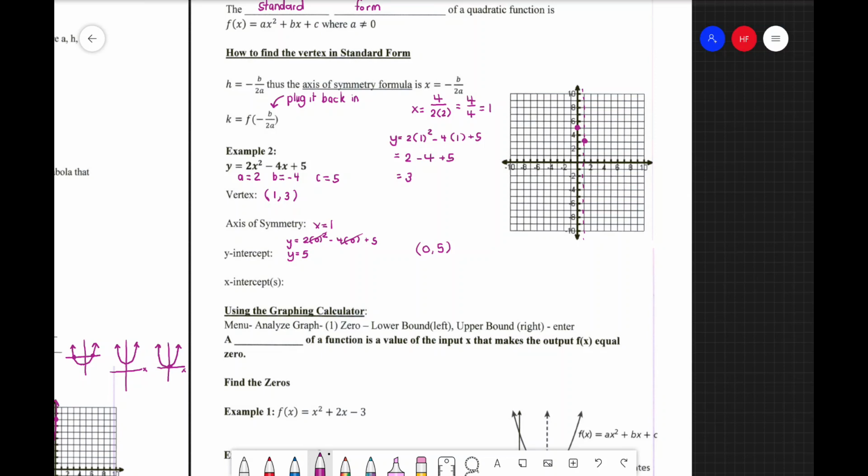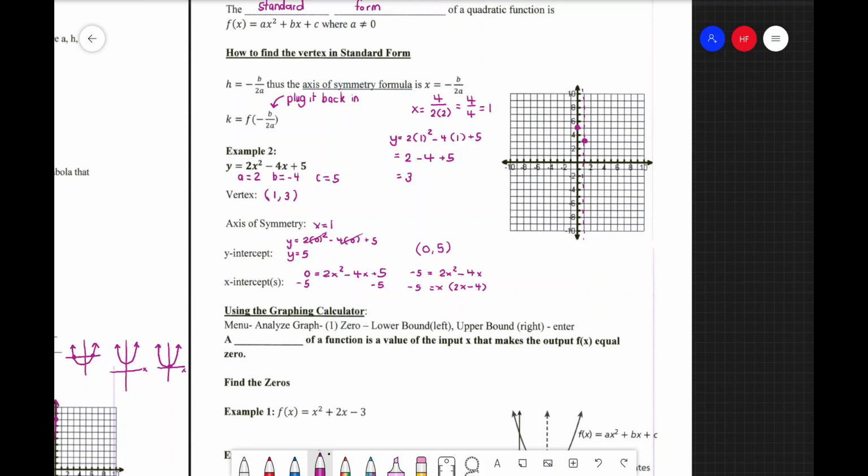Then for the x-intercepts, I'm going to solve this. So 0 equals 2x squared minus 4x plus 5. That does not look fun to solve. We're going to do our best. We got negative 5 equals 2x squared minus 4x. I'll take out an x. I get 2x minus 4 equals negative 5. So when you get to this point where you're like, I don't really want to solve this, I know we're all going to get to that point.